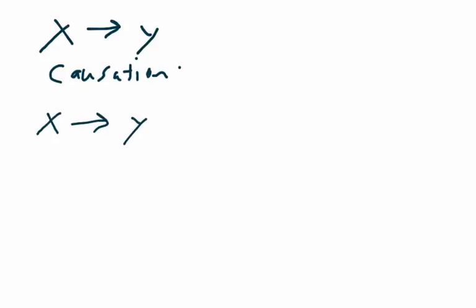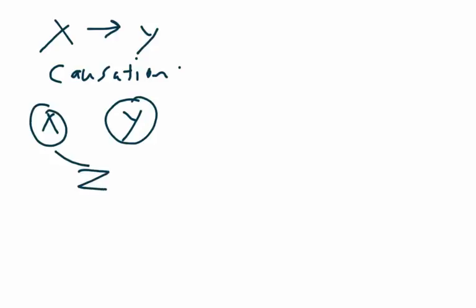The next one is common response, where we have X and we have Y, and really they both react to some other variable Z, and we call that common response. And Z is considered, so we would refer to that as a working variable.